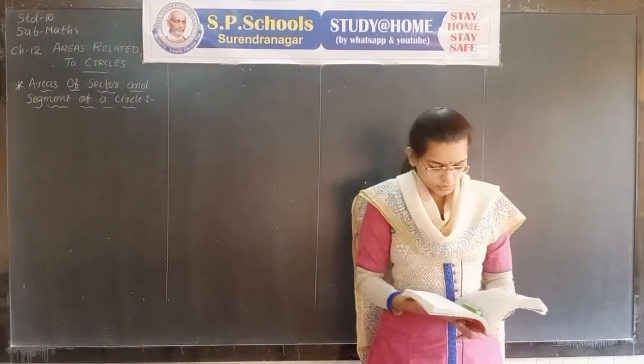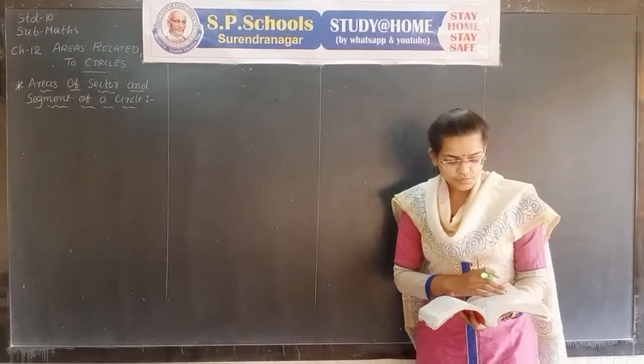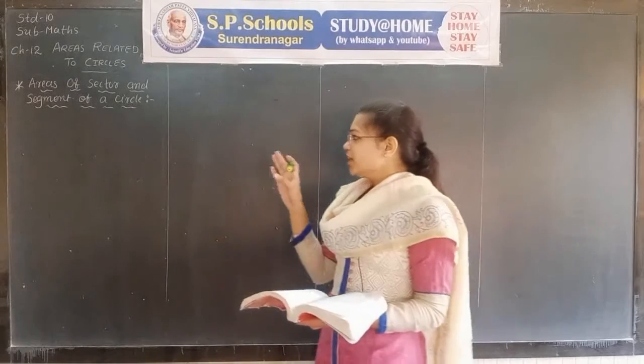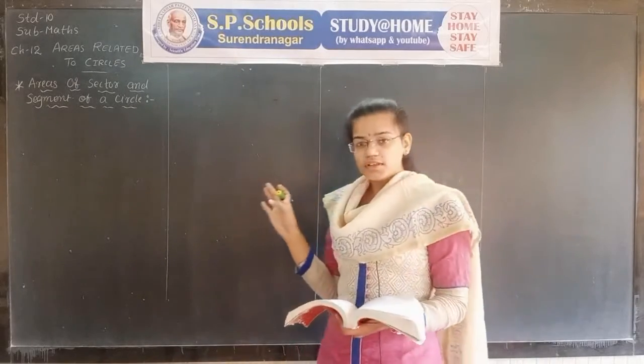As we know, our exercise 12.1 is completed. Last, the question number 4 and question number 5 complete. Now we'll discuss a new theory, areas of sector and segment of a circle.